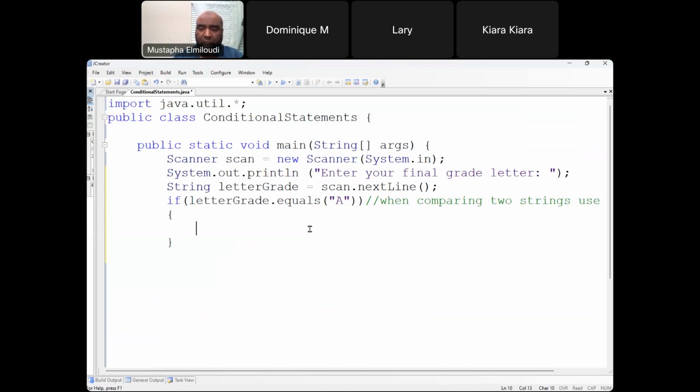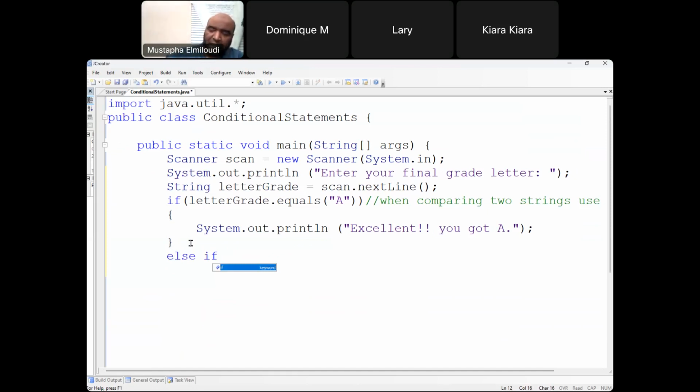If equals A, I'm going to put, oh, that's excellent. Excellent, you got A. Now, listen here. If I put else, what does it mean? That means people who got B and C and F, you are putting them in one category. That's wrong. That's unfair. That's why I have to put else if, depending on how many I have. So I'm going to keep repeating else if until I cover all the different categories.